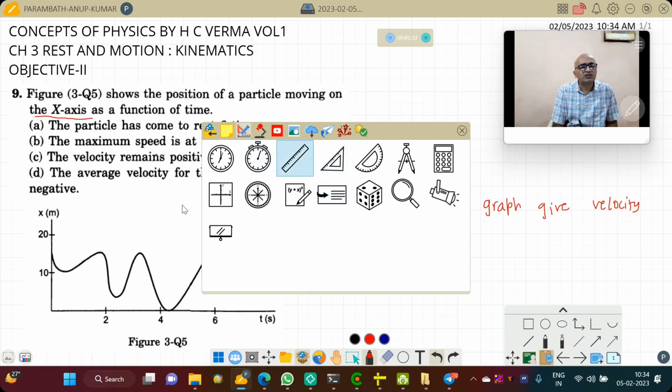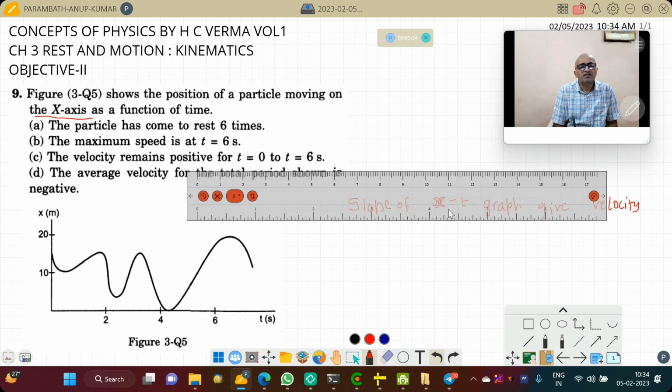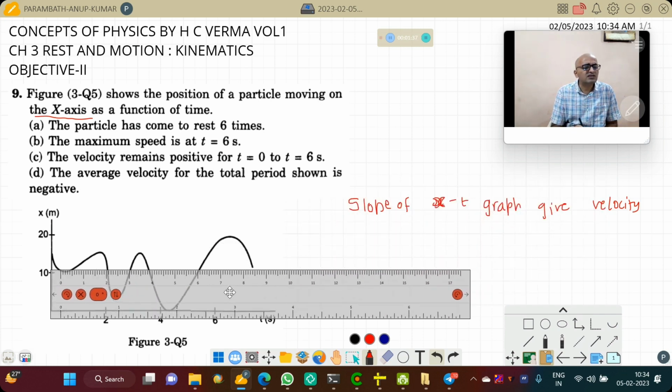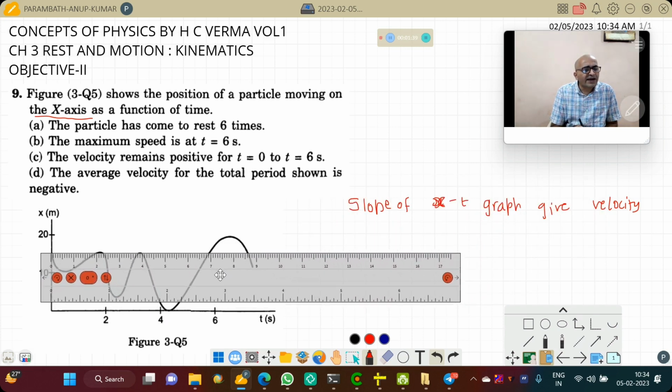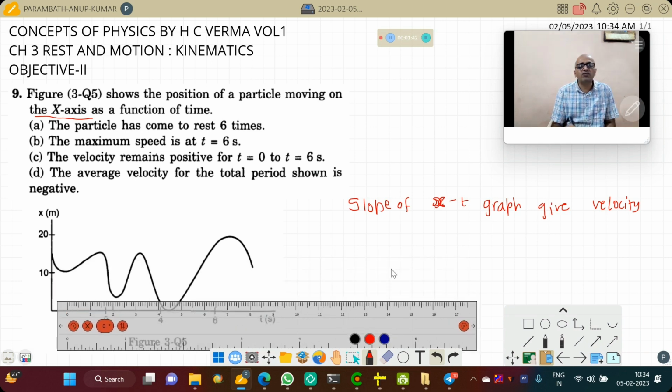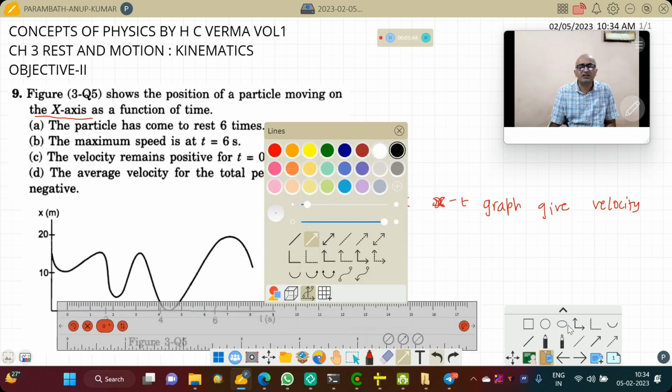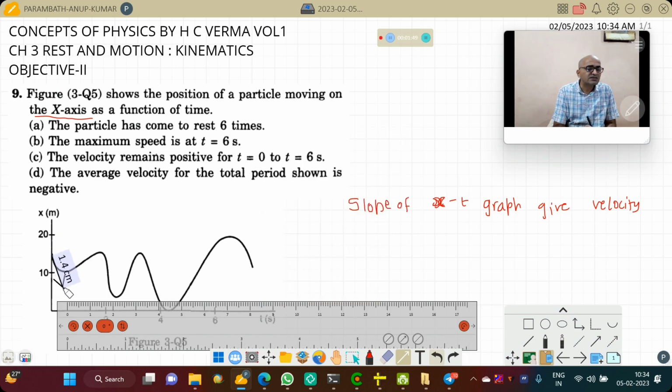If we take this ruler, we are trying to ascertain when the slope is flat. So flat slope means what? The slope is the velocity. Let us see that. The slope is here like this: negative slope, positive slope, negative slope, positive slope, negative slope, positive slope. Like that the velocity is varying. I hope the idea is clear to you, students.